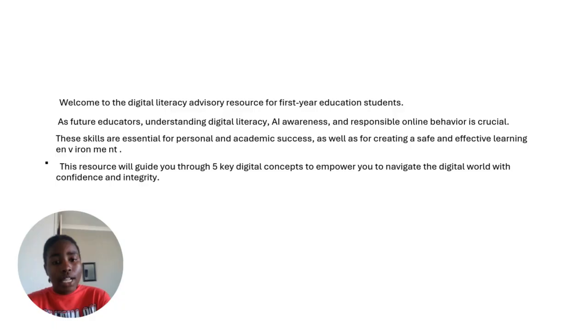understand what is digital literacy, AI awareness, and responsible online behavior, because these skills are important for both personal and academic success. They are also important because they help us to create a safe and effective learning environment where learners are free to ask and answer questions. We will focus only on five key digital concepts.